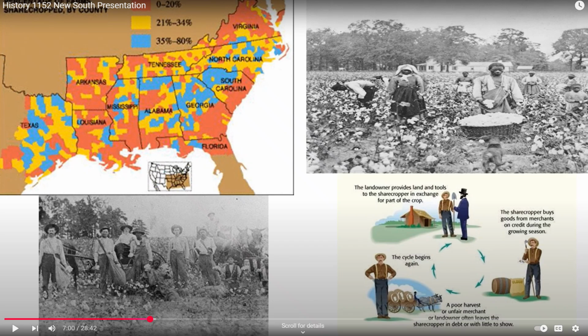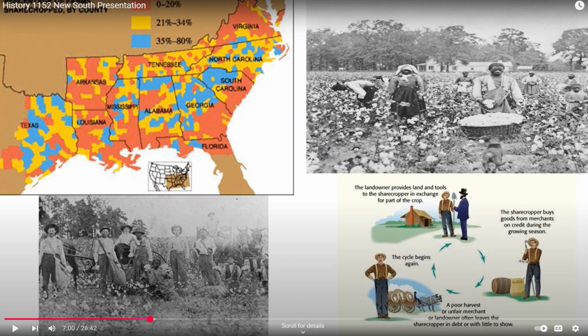So because of that, while some African Americans are able to purchase land, they're going to, on the whole, have a more difficult time buying land for themselves to work than a white farmer or a white sharecropper would. A white sharecropper would have an easier time getting out of a bad agreement and getting into a better one.